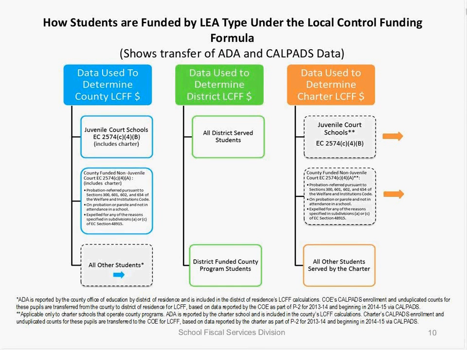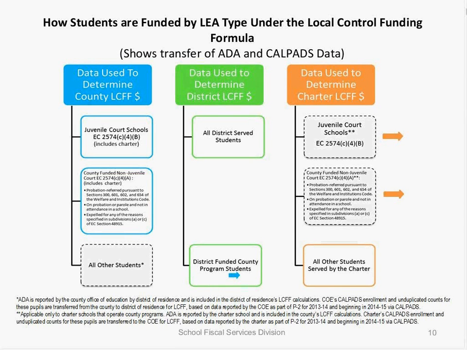The ADA generated by the students meeting the criteria in the first 2 boxes are the only types of students for which county offices of education will directly receive funding from the CDE, at least for this year. The bottom gray box in that first column is the remaining students that are provided instruction at the county office, but for whom ADA will be reported by the COE, and the ADA will move to the district of residence so that the funding will flow to the school district.